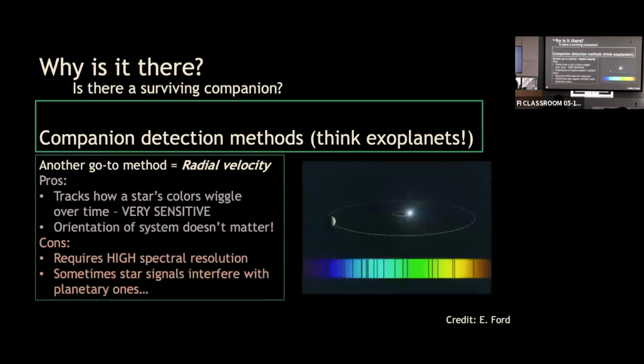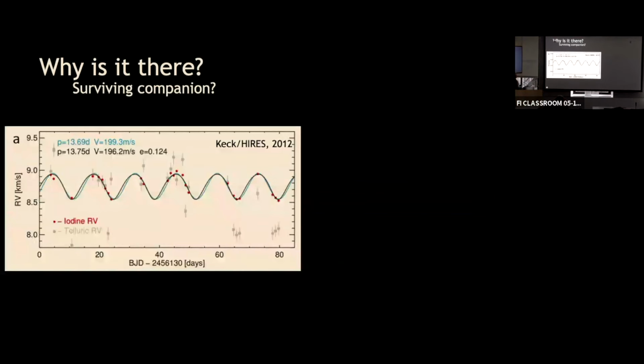So that's out. But another method we could use is radial velocity. This tracks how a star's lines, when we take the spectrum of it, wiggle over time. It's very sensitive and kind of orientation agnostic. There is a sin i component to it, but as long as that inclination angle is not 0, we should still be able to see that wiggle of lines from a companion. It requires high spectral resolution, which we can get from the ground. So we used Keck HIRES about 12 years ago to do this radial velocity. We also used HPF, I think, that was out of Penn State, in order to confirm the results that we got with Keck.